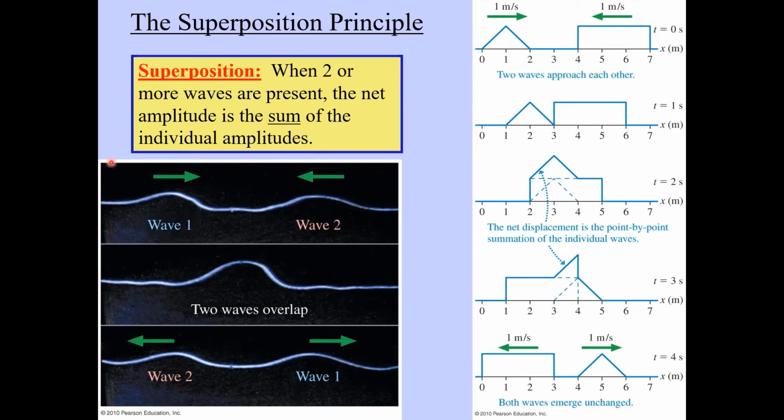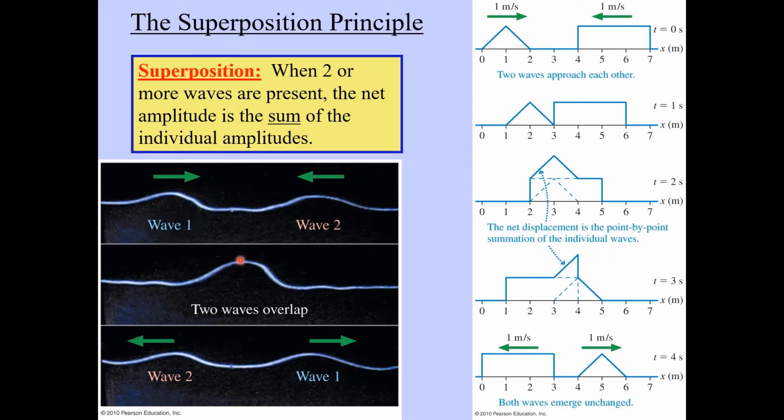So there's a couple ways we can look at this. These are actual photographs taken of two pulses traveling along a string. So wave 1 here is this pulse here, and it's moving to the right. Wave 2 is this pulse over here, and it's moving to the left. You can see what happens is when these two waves actually overlap each other, notice the result is the amplitude is greater. And that's because we're adding the effects of wave 1 and wave 2 together to get a larger overall wave.